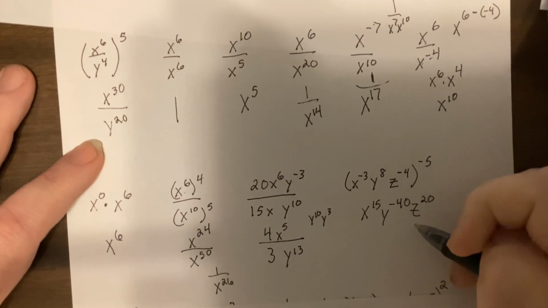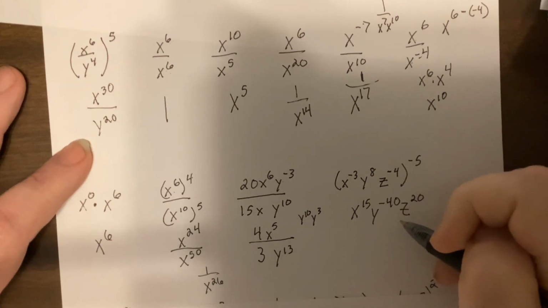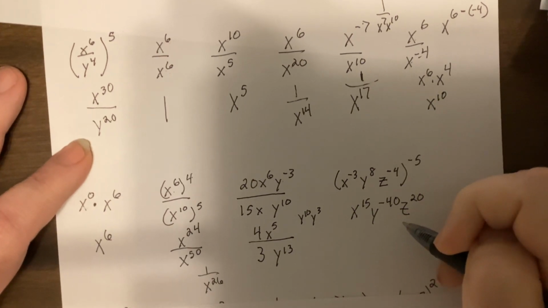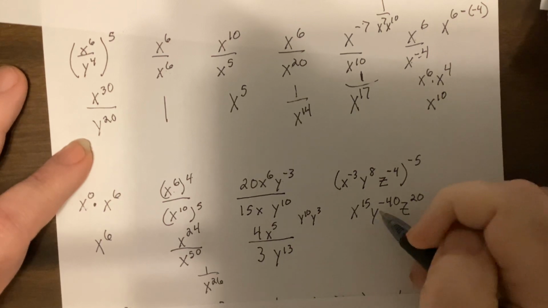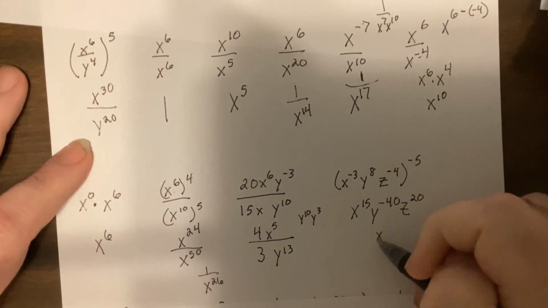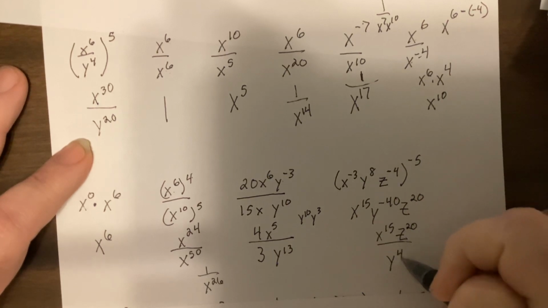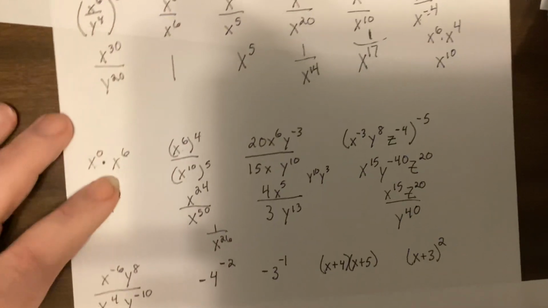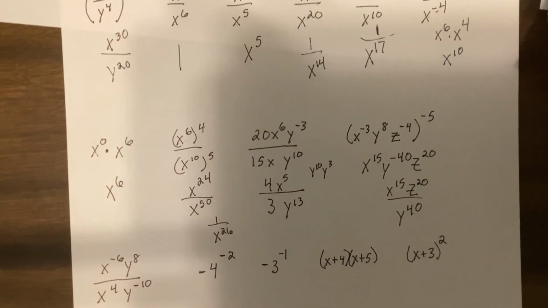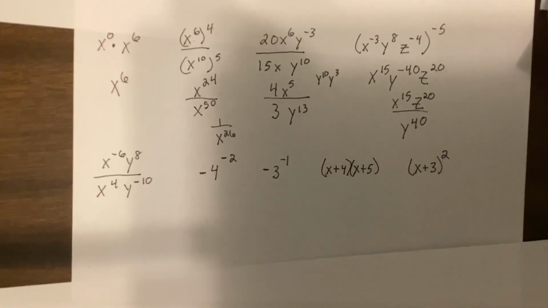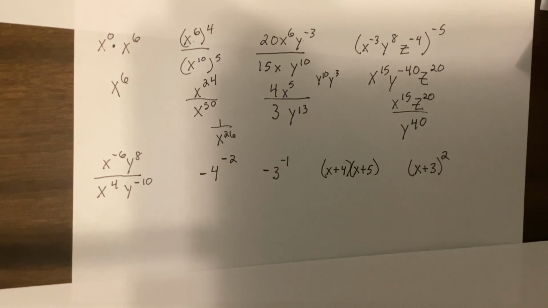But an answer cannot have a negative in it unless it's scientific notation. So I'm going to move this on down. So it'd be x to the 15th, z to the 20th over y to the 40th. Last set of problems. So freeze the video, do them, and then turn me back on.